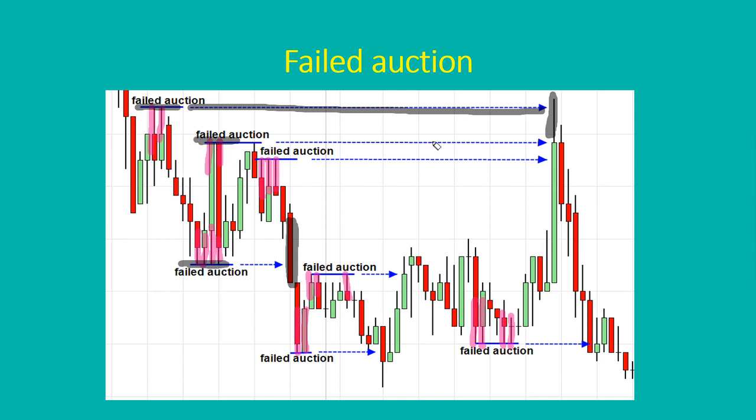This failed auction got tested in here. This failed auction got tested also in here. Then this failed auction was tested in here and afterwards right there. And this failed auction got tested by this buying activity. And the last failed auction got tested in here. Alright, so as you can see, the price always tests above the failed auction or below the failed auction to create a successful auction.